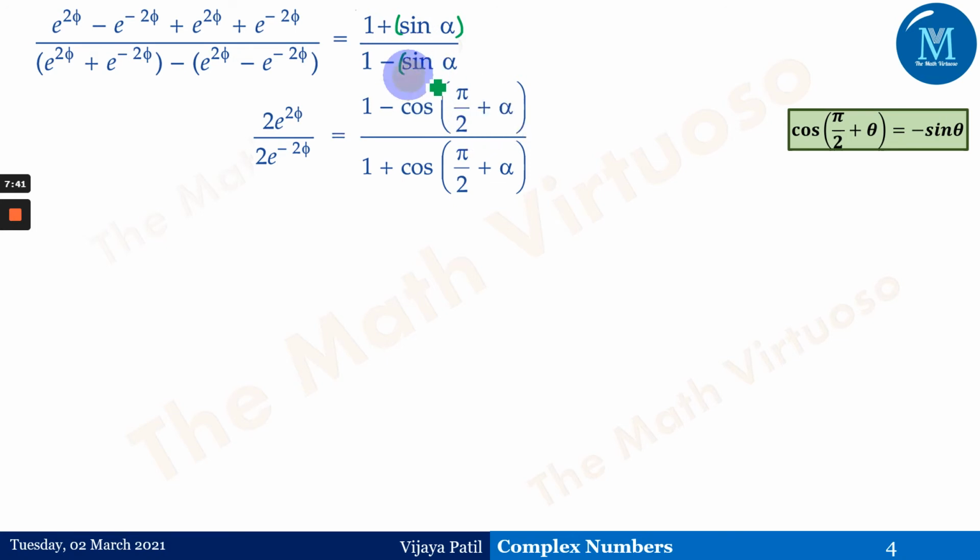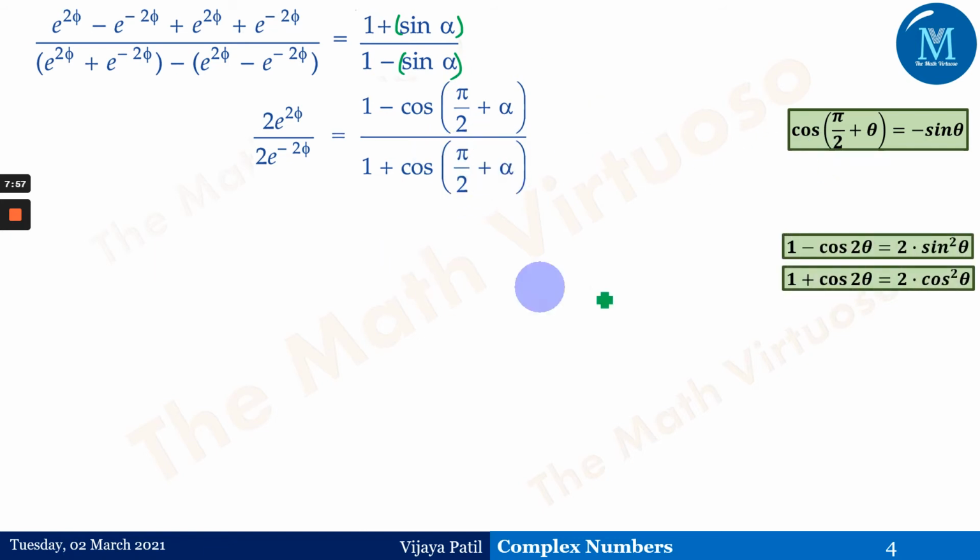Similarly, we have here sin alpha, because in the first step it is plus, so because of that this minus sign will come back here, and we'll have here minus cos of pi by 2 plus alpha. So minus sin alpha will be replaced as cos of pi by 2 plus alpha. So we have got this identity. Now again, 1 minus cos of 2 theta is 2 times sin squared theta. So this is a double angle formula.